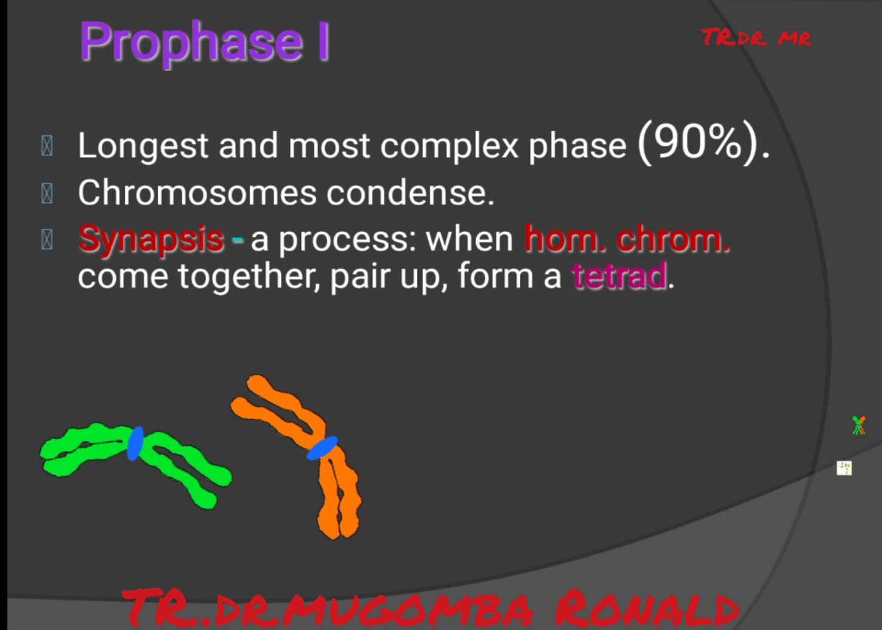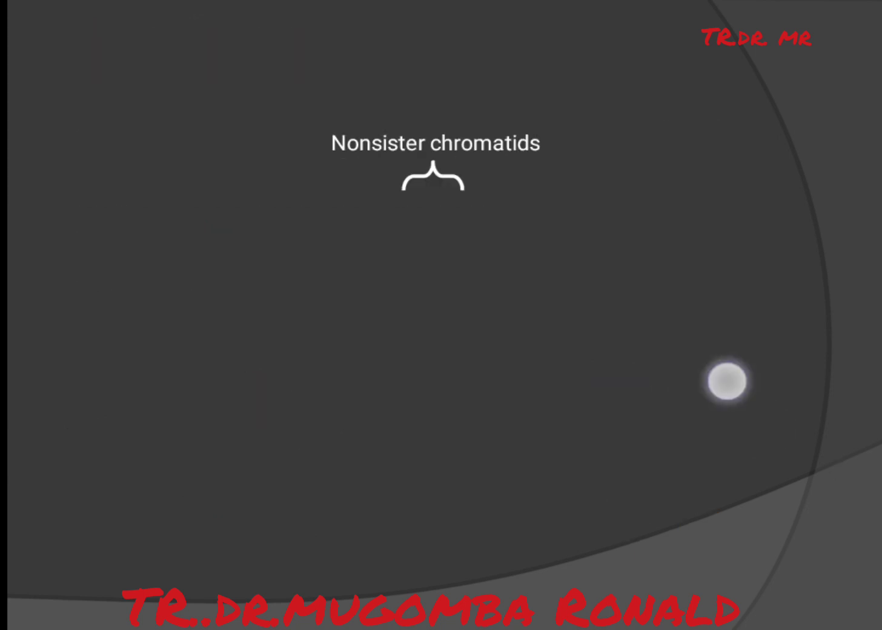So 2 from the maternal side and 2 from the paternal side. So you can see now they have come together, and now they have synapsed together. They have formed what we call a bivalent. So this structure that is formed during synapsis is known as a bivalent, or sometimes it is known as a tetrad.